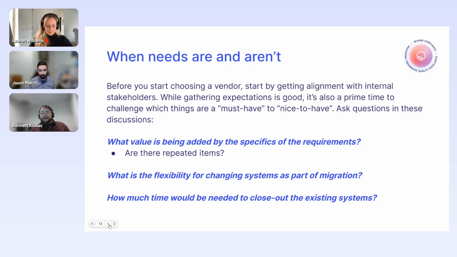And the times when you're shifting into an eQMS are prime time to actually update your processes and make things more agile. So what you're really looking at is, what is our flexibility also for changing systems as part of migration to phase out the inefficiencies of the old system? And you still consider what time's going to be needed to close out those existing systems, but you do that with the viewpoint that you're moving to something better.